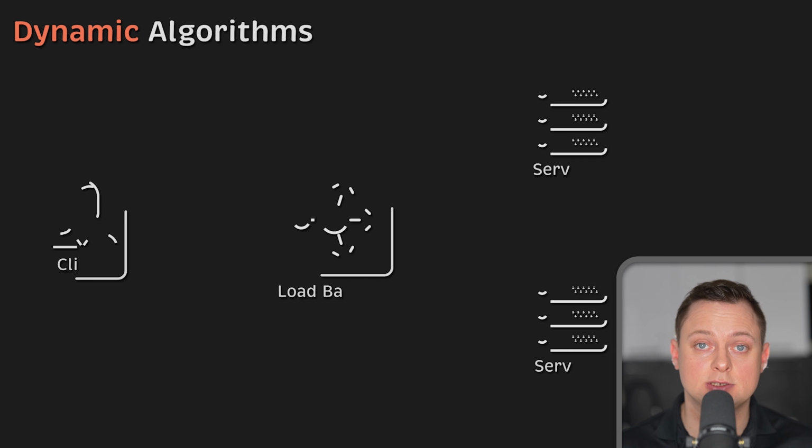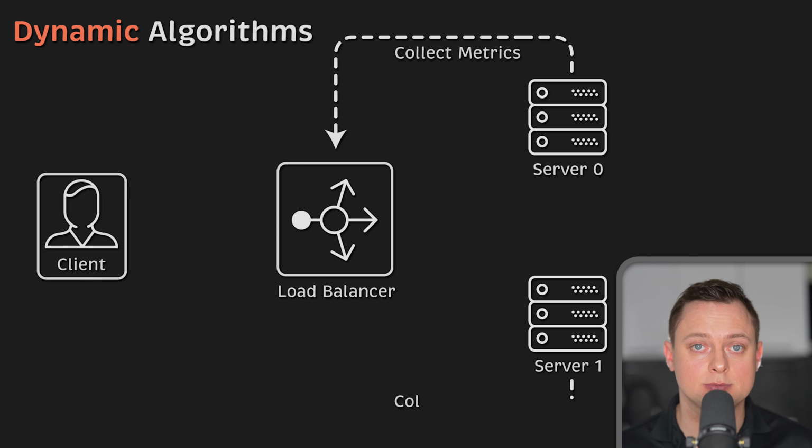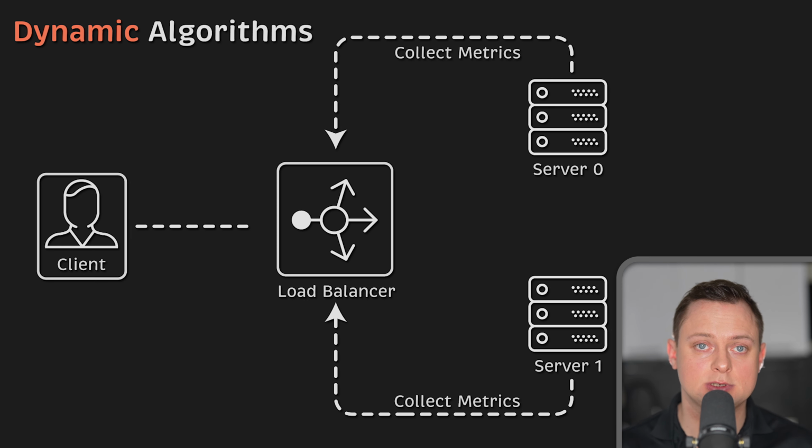The next group is dynamic load balancing algorithms. Unlike static algorithms, they examine the current state of the servers before distributing traffic. They can collect data on CPU and memory utilization, along with other metrics. Dynamic algorithms are also frequently used with health checks, so if a backend server fails the health check, it gets removed from the pool.